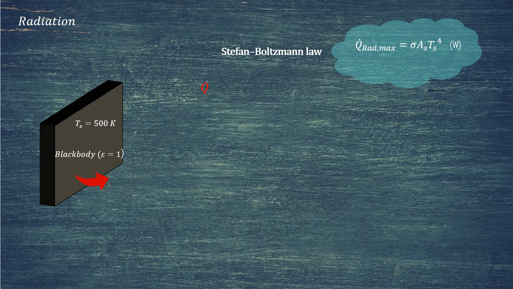The maximum rate at which radiation can be emitted from a surface at a temperature T is described by the Stefan-Boltzmann law, where sigma represents the Stefan-Boltzmann constant. A theoretical surface that emits radiation at this maximum rate is termed a blackbody, and the radiation it emits is called blackbody radiation. In reality, the radiation emitted by actual surfaces is always less than that emitted by a blackbody at the same temperature. The factor epsilon represents emissivity, a property of surfaces.